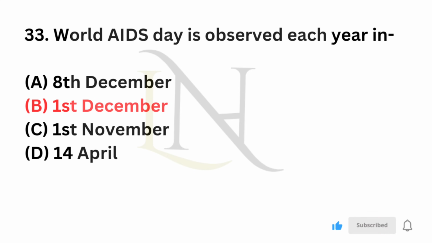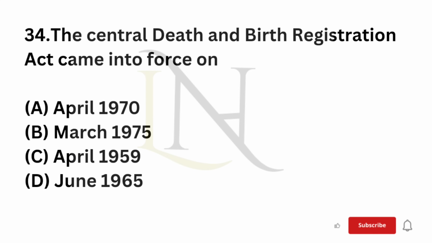Next MCQ. The Central Birth and Death Registration Act came into force on: Option A, April 1970. Option B, March 1975. Option C, April 1959. Option D, June 1965. Answer is Option A, April 1970. Births and deaths must be registered within 21 days.